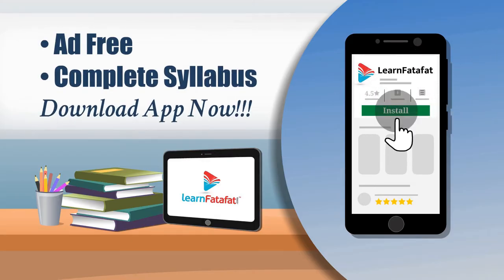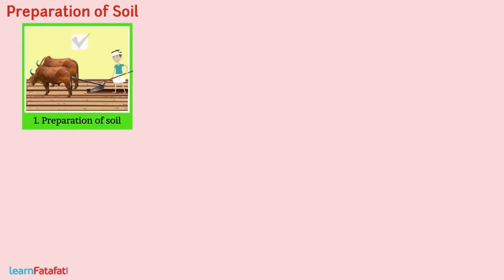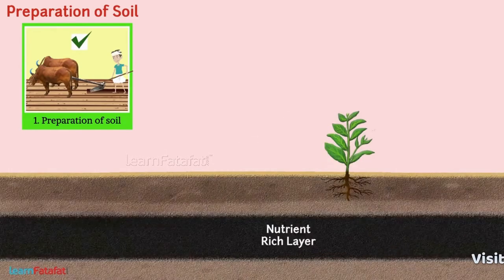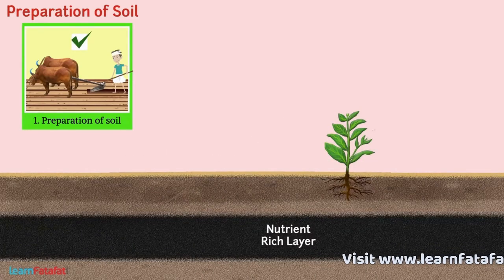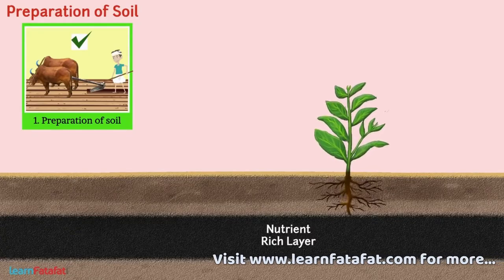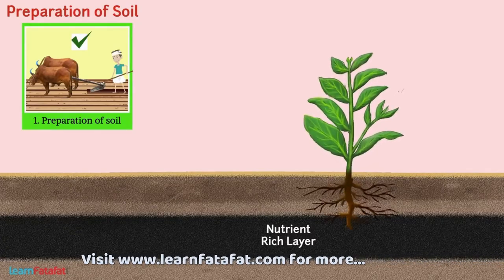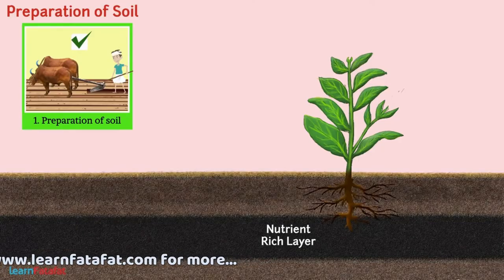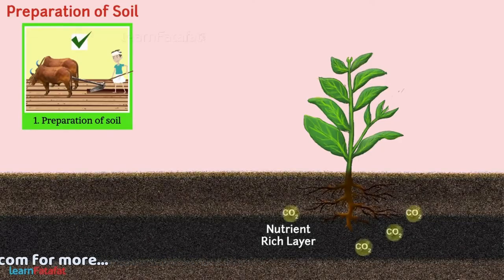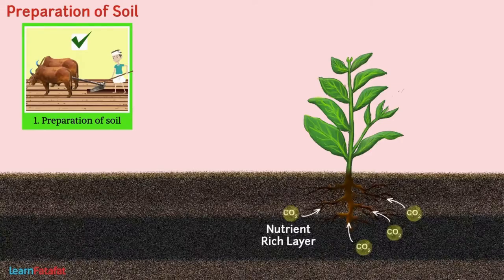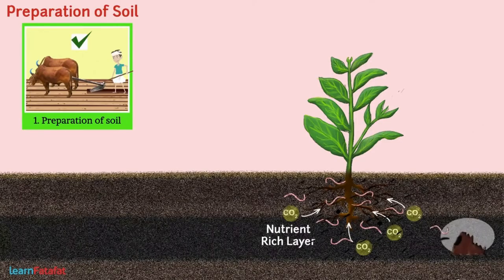Preparation of soil is necessary to bring the nutrient-rich layer to the top. It allows roots to go deep into the soil. In deep soil, loosening also helps the roots to breathe easily. In addition, the loosened soil also helps earthworms and microbes present in the soil to grow. These organisms make tunnels and further help to loosen the soil.